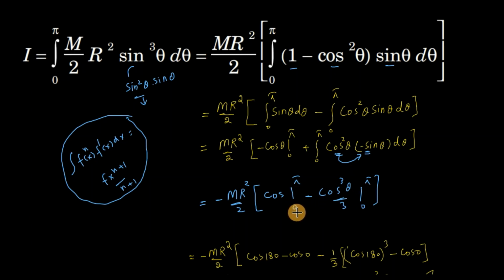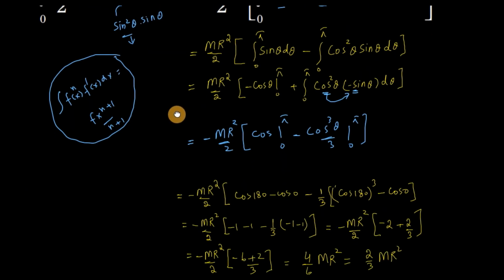Now putting the upper limit minus the lower limit, we obtain, by putting upper limit and lower limit, this is pi, 180. So minus m r square by 2 times cos 180 minus cos 0, minus 1 over 3 times upper limit cos 180 whole cube minus cos 0. And cos 180 is minus 1 and cos 0 is 1. So minus 1 over 3, and cos 180 is minus 1, or if we take the cube of minus 1, this becomes minus 1, and minus as it is, and cos 0 is 1.